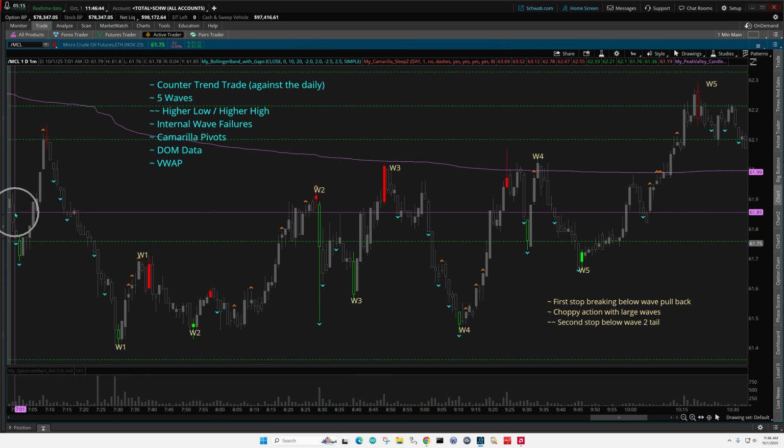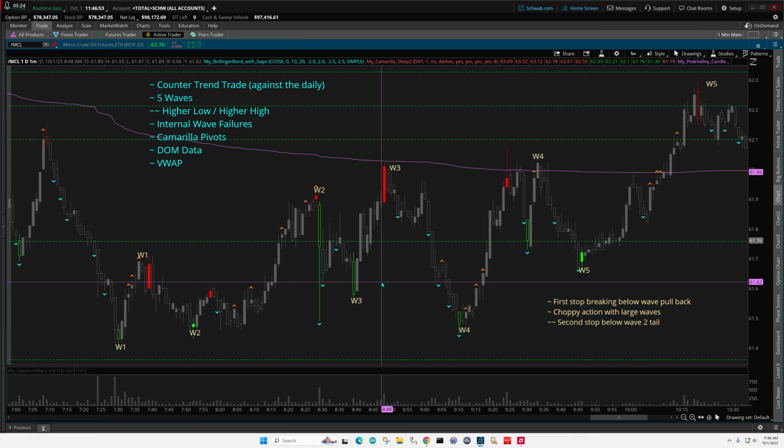So from where the market opened here to finally at wave 5, it spent a good 90% of its time under VWAP. So you don't want to be long on something that's spending most of its time under VWAP. Now, I'm not really a VWAP trader. I'm just adding this to my topic for today.